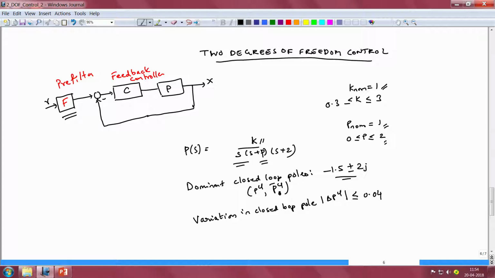Hence, we need a 2 degree of freedom control architecture where we have a pre-filter as well as a feedback controller. As far as the design of the feedback controller and the pre-filter are concerned, we have looked at some standard guidelines that are associated with their design.